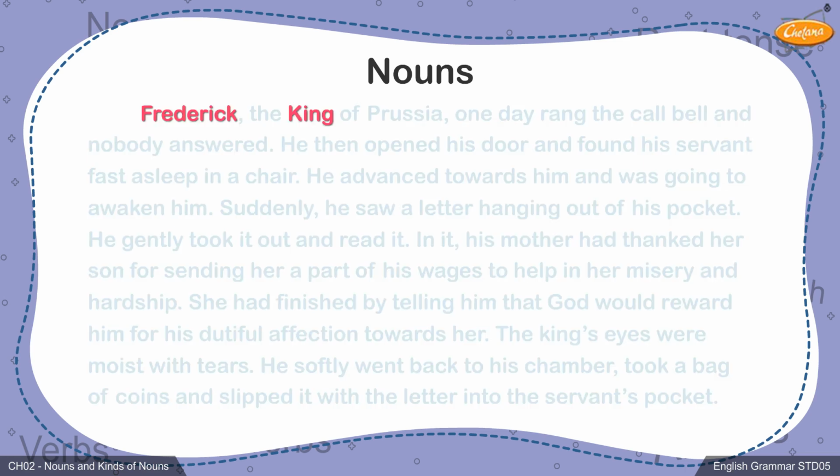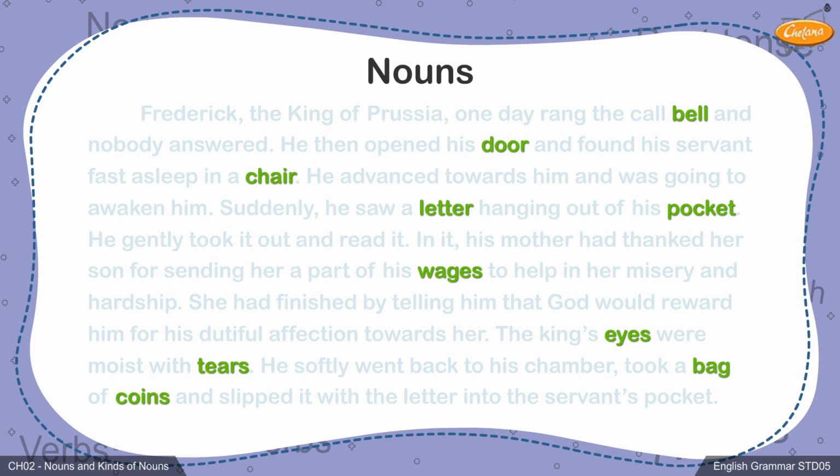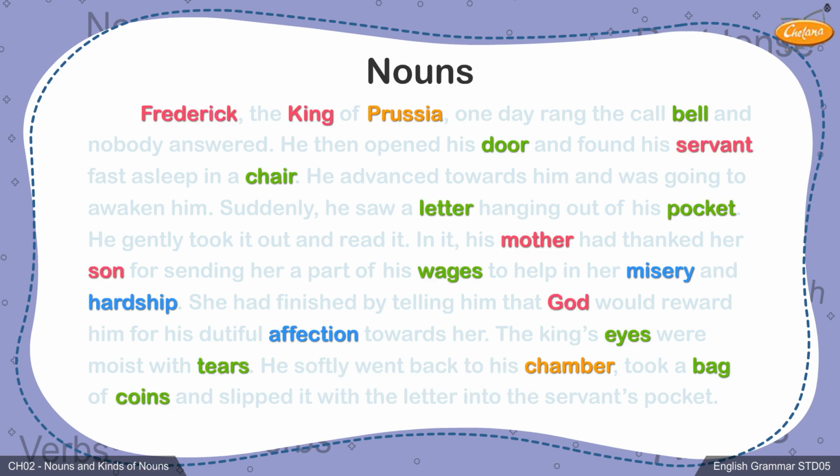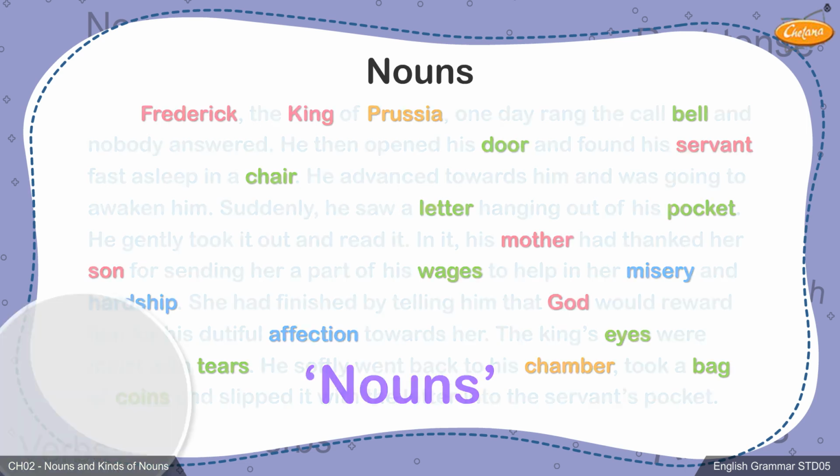Words like Frederick, king, servant, mother, son, God have been used to talk about different people. Words like Prussia, chamber refer to places. Similarly, words like bell, door, pocket, wages, bag, coins, tears, eyes, letter, and chair are names of different objects, whereas an abstract idea is shown by using terms such as misery, hardship, and affection. Hence, all these words come under the category of nouns.